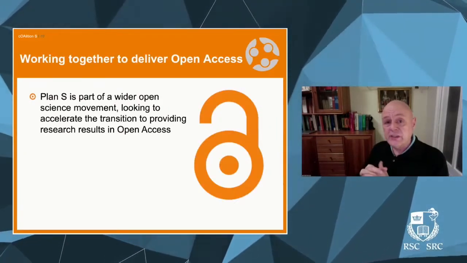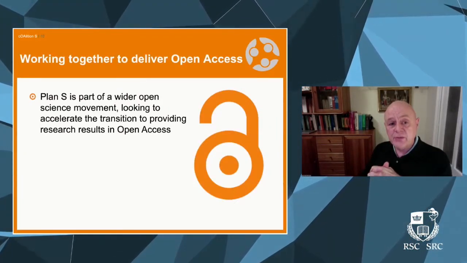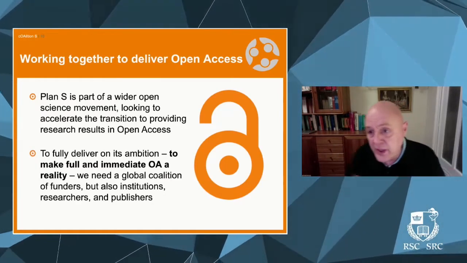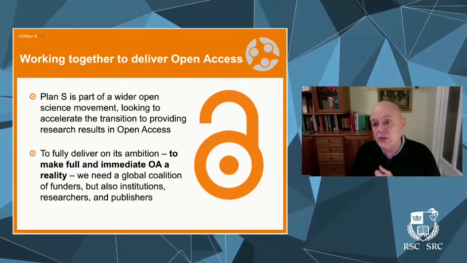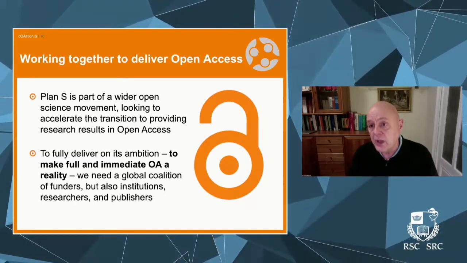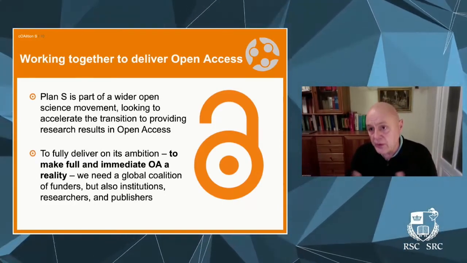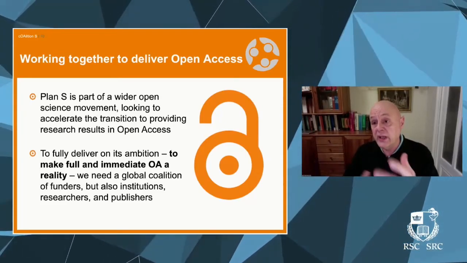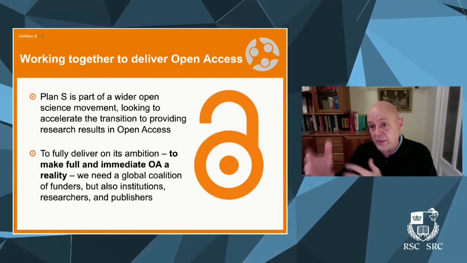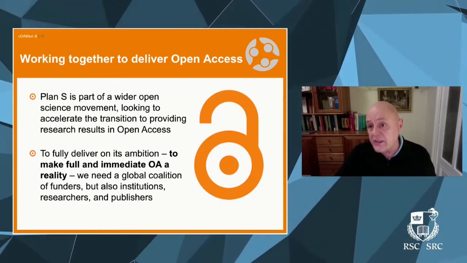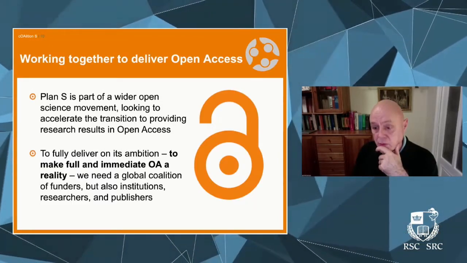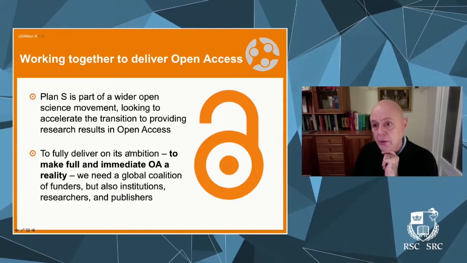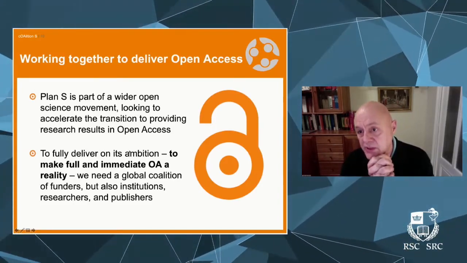Okay. So Plan S, of course, is part of a much wider open access, open science movement, looking to accelerate the transition to research results in open access. And to fully deliver on that ambition, we need a global coalition, we believe, of funders, institutions, researchers, and publishers. We learn a lot from each other in this coalition, all these experts jointly. And the advantage is really that the expertise that we have in one organization gets a much wider sphere of influence thanks to the coalition. Okay, I will stop here for now, and you can ask questions during the discussion.